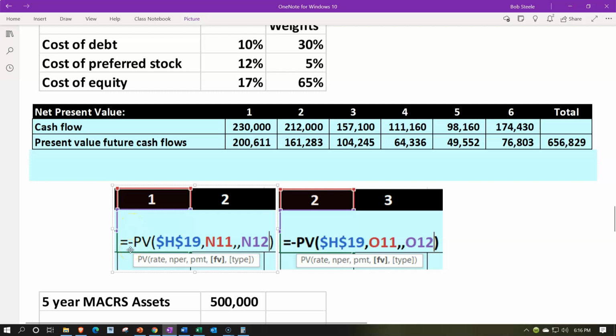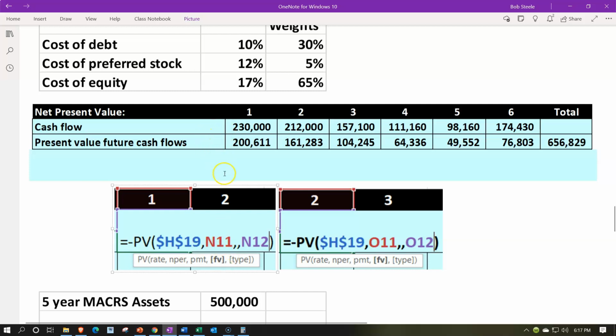We have the negative present value of the rate, which is the WACC rate, the weighted average cost of capital we calculated. We're using an absolute reference here, noted by the dollar signs. Then, comma, we have the number of periods, which is 1, which we're not typing or hard coding, but rather taking with the formula so that we can copy it across, comma, comma, because it's not an annuity, but present value of 1, future value being that $230,000.